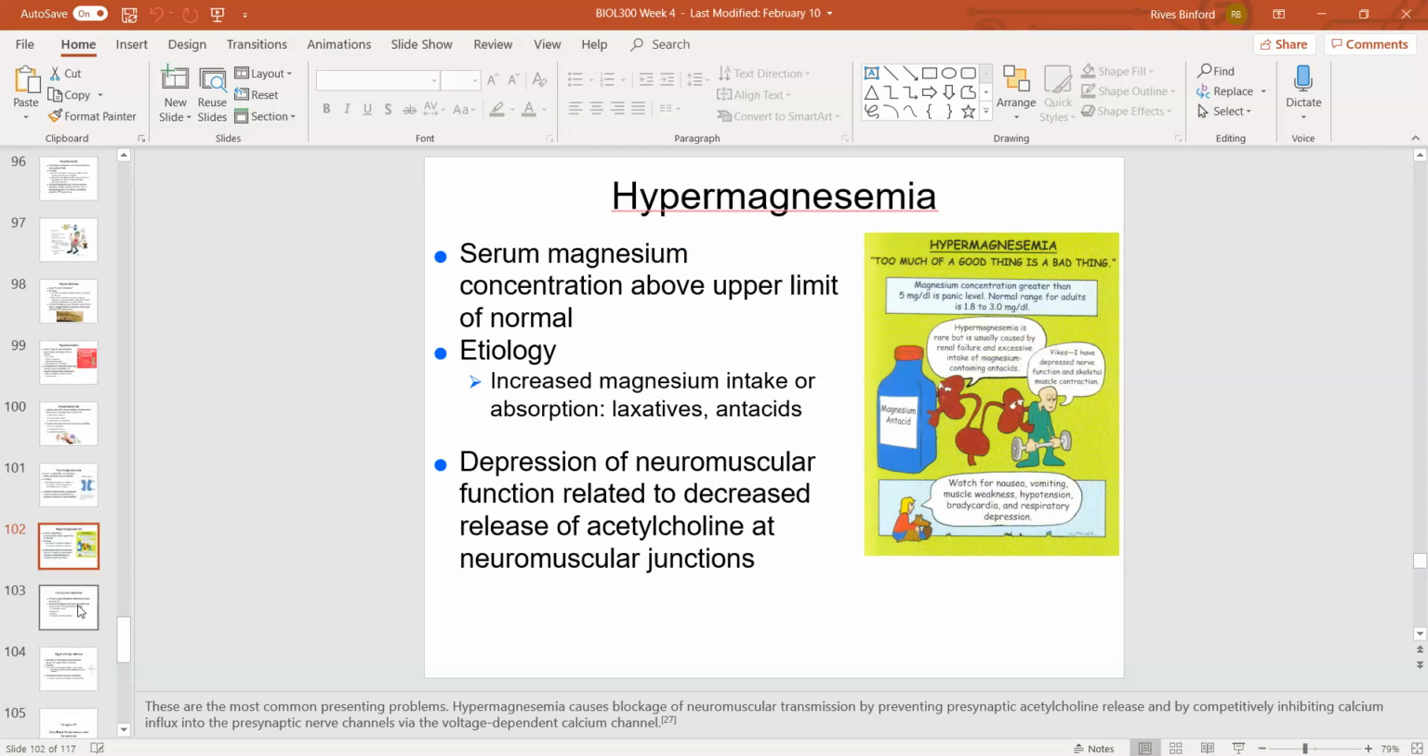Of course, hypermagnesemia means that we have too much magnesium. That means you have too many gatekeepers, and that means that neuromuscular excitability will be depressed. A very likely case of hypermagnesemia could come from certain laxatives or antacids that contain magnesium, milk of magnesia being a very, very common one. That's going to be the most likely cause of hypermagnesemia, and again, that is depressed neuromuscular function.